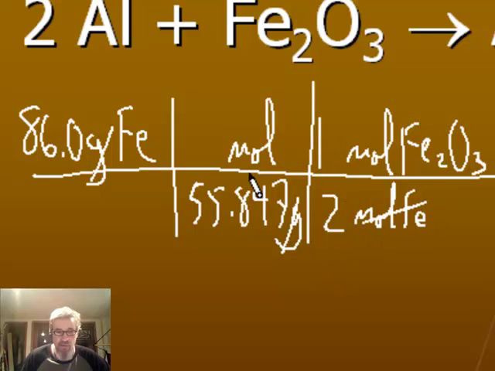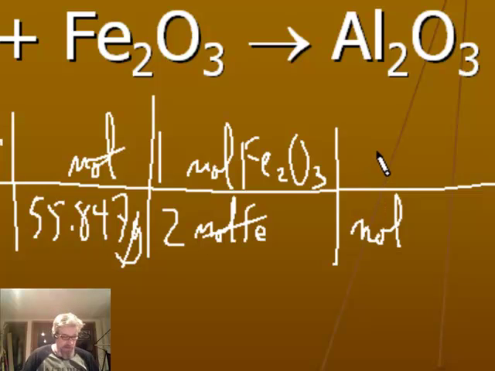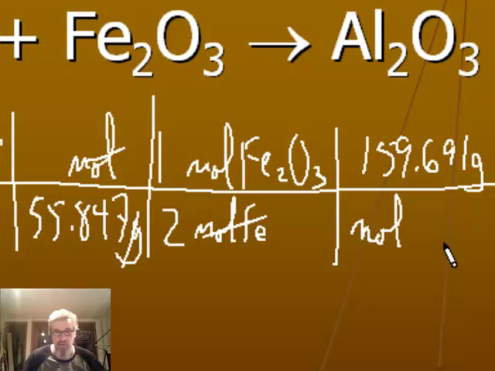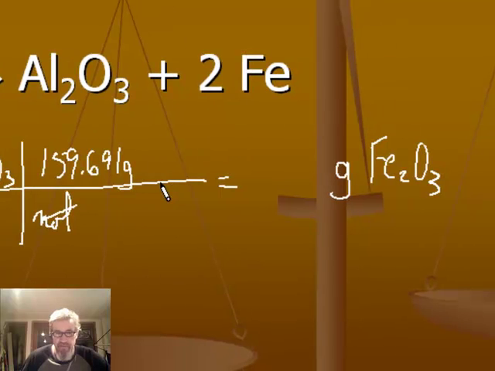Well, that will cancel moles of iron, but it still doesn't give me my answer. I have Fe2O3 in the top, and that stays. That's good, but it's moles of Fe2O3. So I want to convert back to grams. Again, I'll use molar mass. For every 1 mole of Fe2O3, the mass is 159.691 grams. So with grams on top and moles on the bottom, moles now cancel, and I end up with units of grams of Fe2O3.